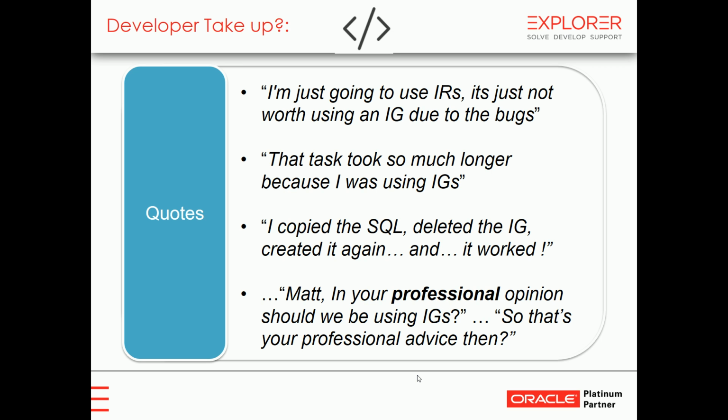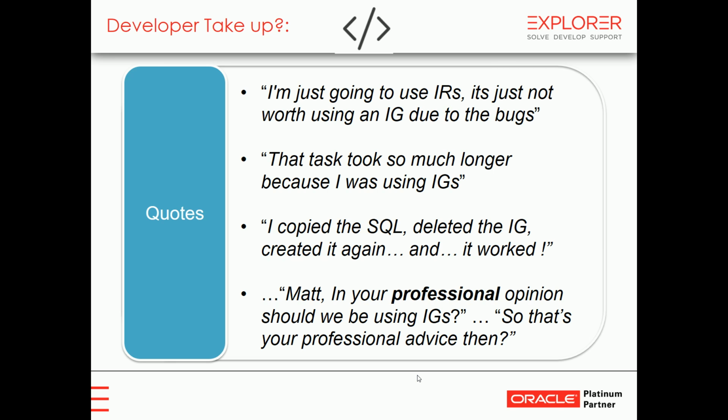So the first one: I'm not even going to use an interactive grid. I'm just going to use interactive reports. It's not worth using an IG due to the bugs. Now, this person saw bugs in 5.10, saw those fixed in 5.11, but also saw a few introduced in 5.11 as well. They also had some issues with the layout of interactive grids. They were forever changing the column widths, changing the size of things, saving the reports, and all their problems went away once they used interactive reports.